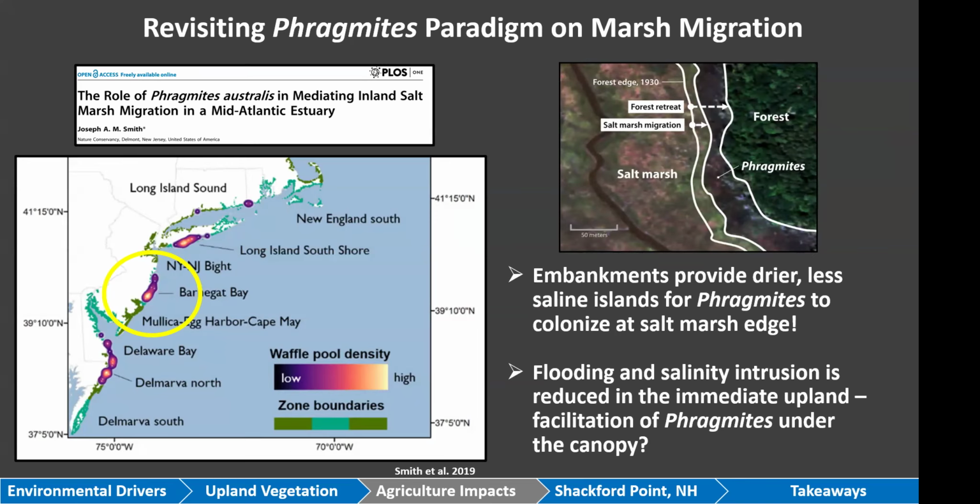They are drier, they are less salty, but they still get flooded from time to time. So upland species aren't really colonizing it. So it's a great little window for Phragmites to hop on and basically create a second wall to prevent salt marsh from moving back, on top of possibly ameliorating conditions for the upland forest as well.